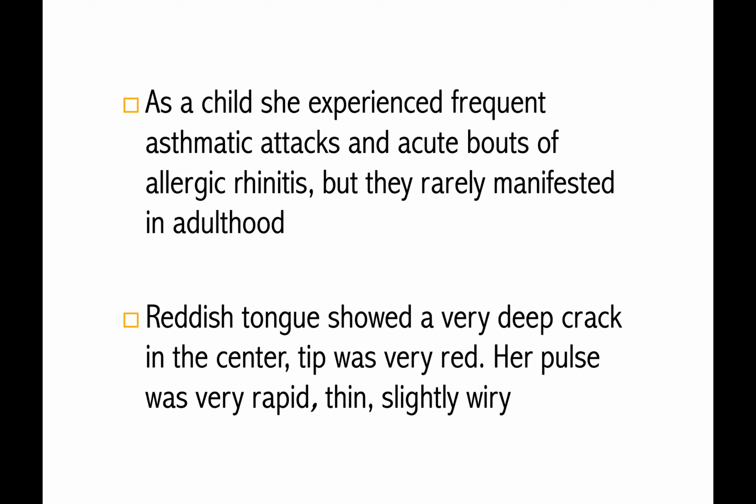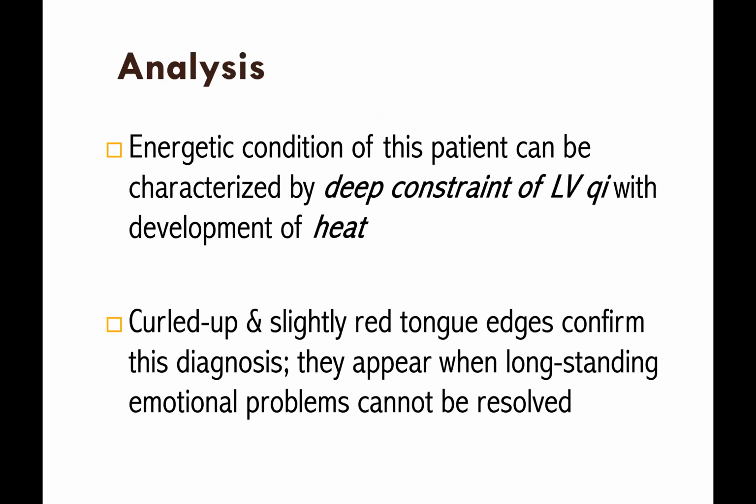Her tongue showed a very deep crack in the center, and the tip was very red. Her pulse was very rapid, thin, and slightly wiry. Analysis of her condition: first, the energetic condition of this patient can be characterized by deep constraint of liver qi with development of heat. Curled up and slightly red tongue edges confirm this diagnosis. They appear when long-standing emotional problems cannot be resolved.